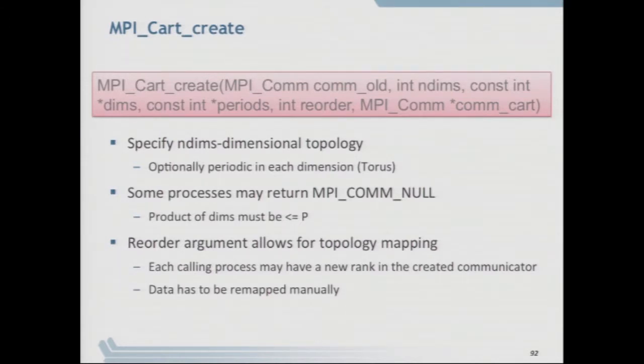And this is an array of size n dims where you actually specify how many processes are in each dimension. So it's 16 by 8 by 4 or whatever is your mesh. And we'll see how you even get that number. How do you know what is a good decomposition of the mesh?